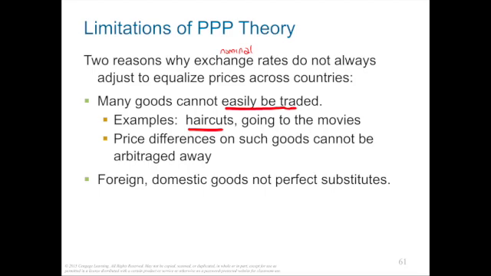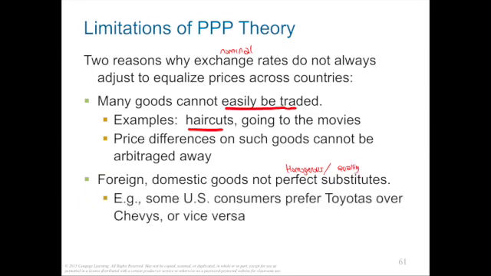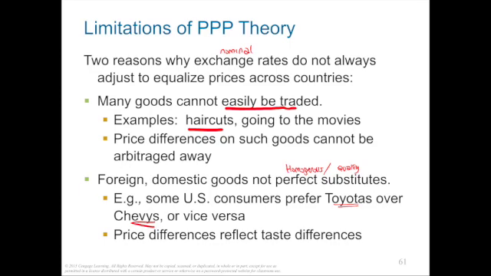Then a second reason is that domestic and foreign goods may not be perfect substitutes. So if goods are not homogeneous, and in particular if they differ in quality and some attributes of this quality are not perfect substitutes, then eventually the purchasing power parity will not hold here. For instance, consumers prefer Toyotas over Chevys, etc. So price differences reflect taste differences.